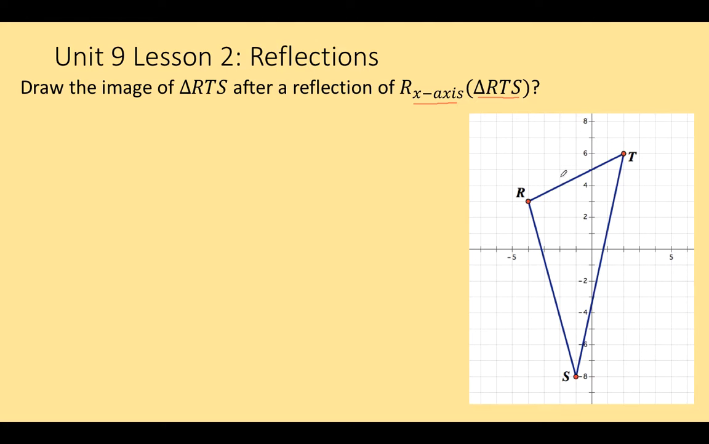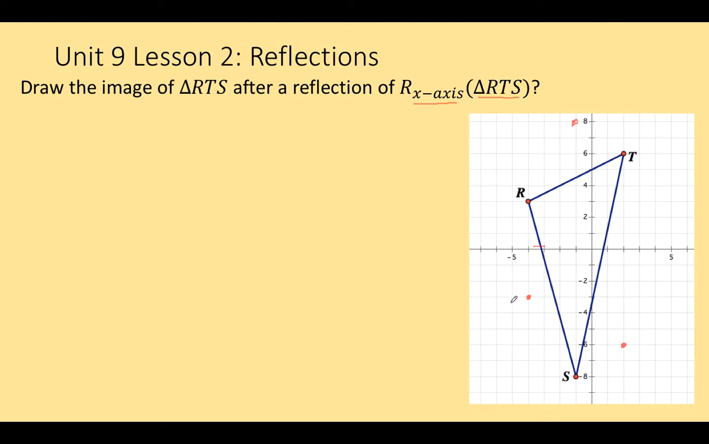So the x-axis would be this one right here. What we're going to do is take each one of these points and reflect them, and then connect the dots when we're done. So if this one is 3 above, the reflection would be 3 below the line that we're reflecting. If this one is 8 below, then the reflection would be 8 above. If this is 6 above, then the reflection would be 6 below.